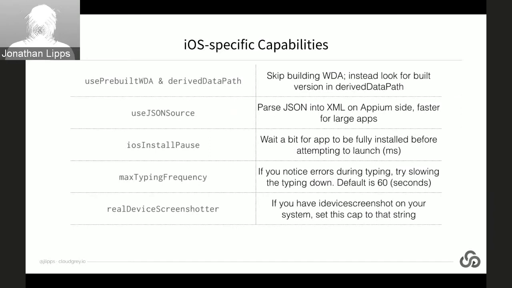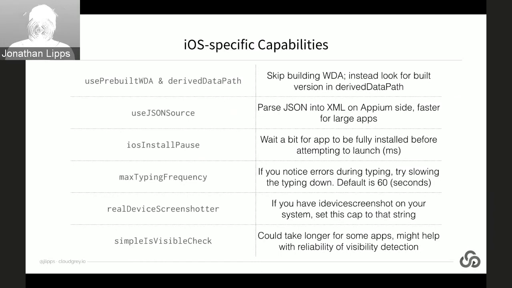If you're running into flakiness with the screenshot capability that comes built in, you can, for example, use idevicescreenshot, which is part of libimobiledevice. So you can tell Appium that you prefer to use a different screenshotter than its own, and that can be a little bit more reliable if you're running into problems.